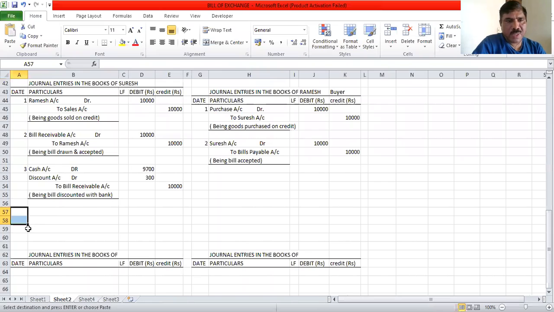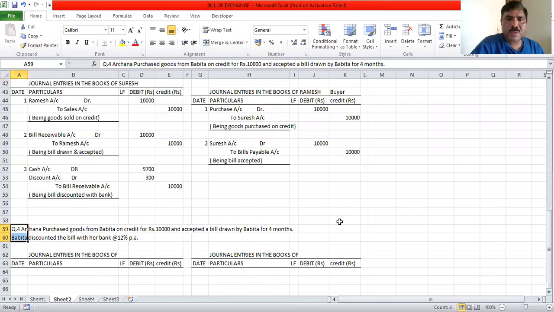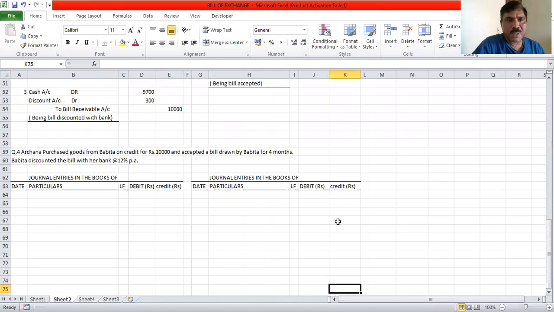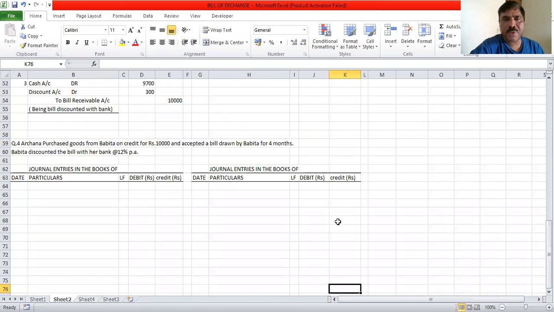Whenever we have these questions, we have to read the question very carefully to find out who is the drawer. Look at the question: Archana purchased goods from Babita on credit for rupees 10,000 and accepted the bill drawn by Babita for 4 months. First of all, we have to find out who is the buyer and who is the seller. The seller is the drawer, the buyer is the drawee. Who is the seller here? Babita. The seller is Babita.